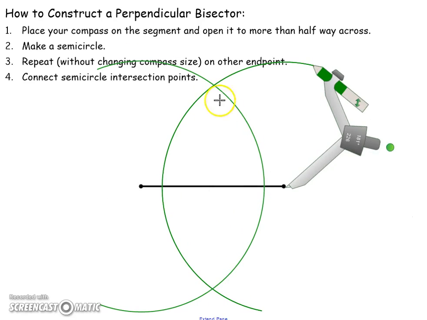I'll take my straight edge and connect the first intersection down to the second intersection. This creates the 90 degrees, and it also cuts my original segment in half, so each side is the same length.